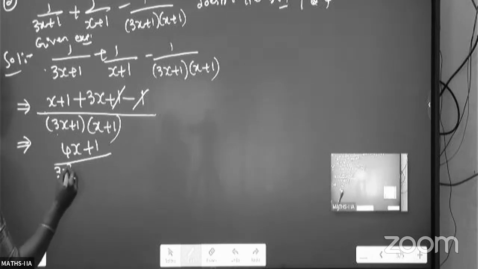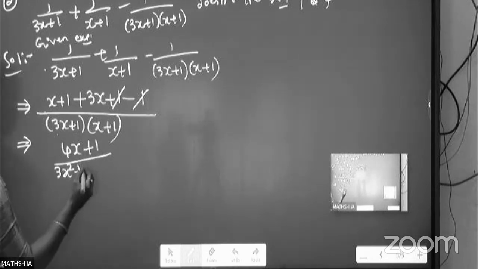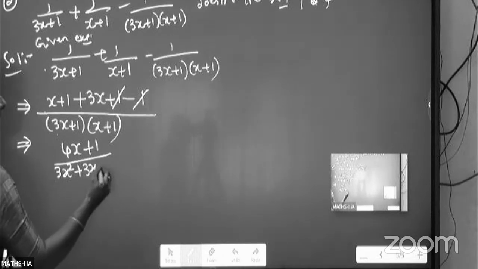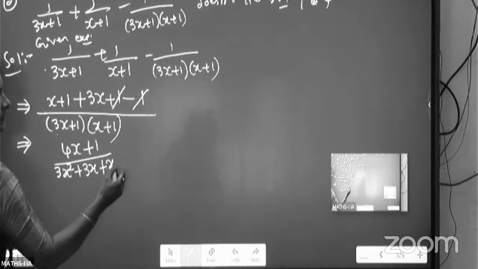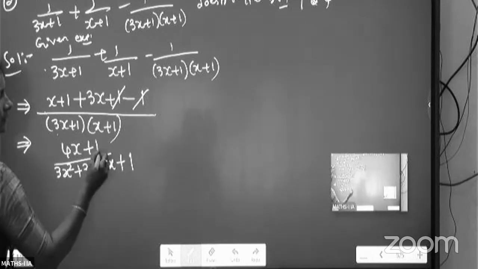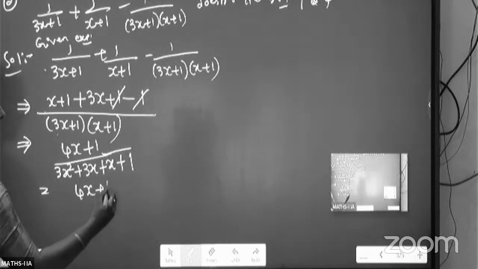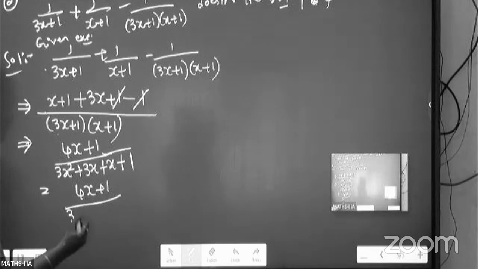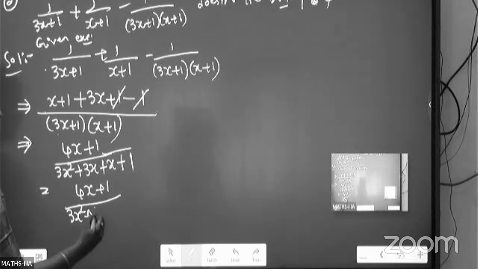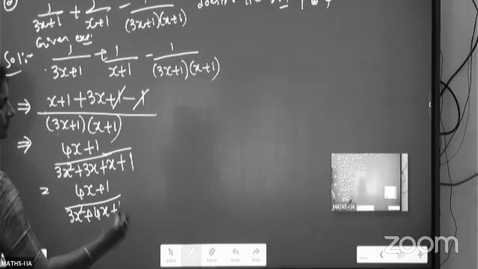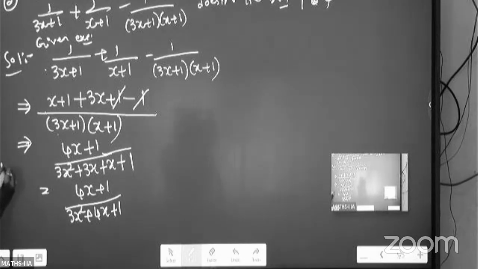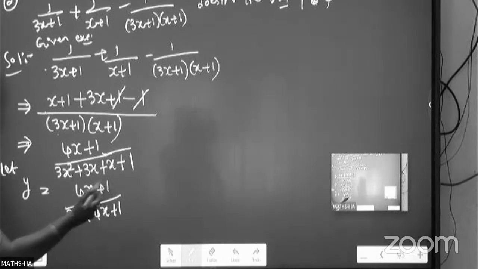So it is 3x square plus, (3x plus 1) into (x plus 1) into 1. So overall, what do you get here? 4x plus 1 by 3x square plus 4x plus 1. Now here immediately let y be equal to the given expression. We got a single expression, right? Now take y is equal to 4x plus 1 by 3x square plus 4x plus 1.